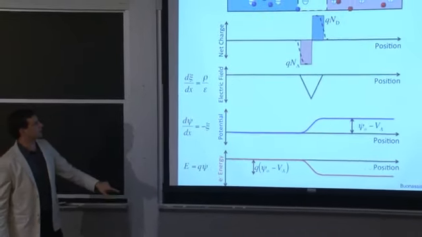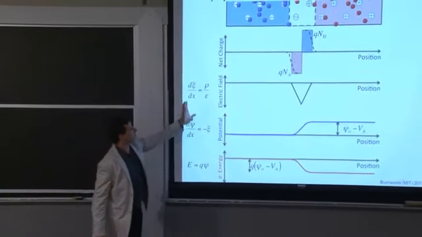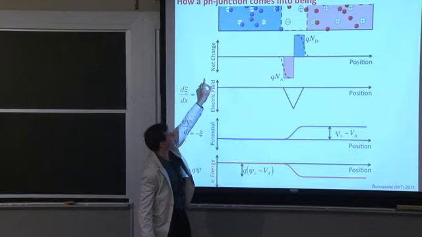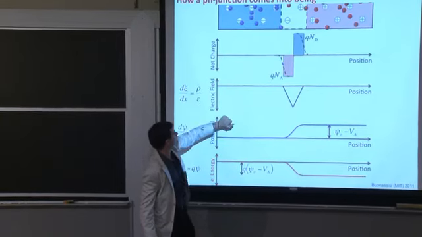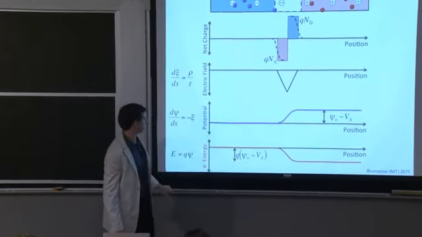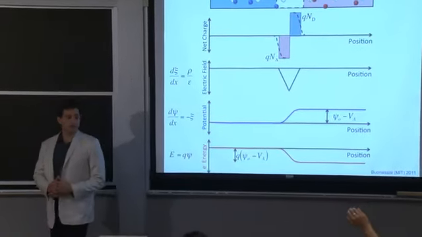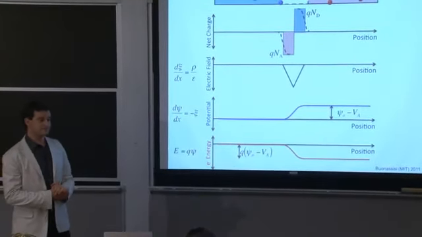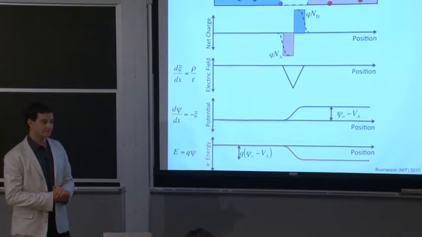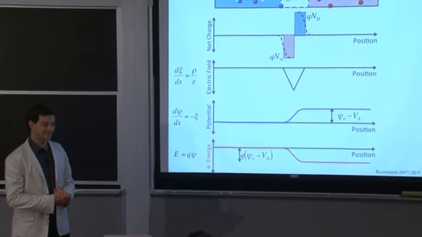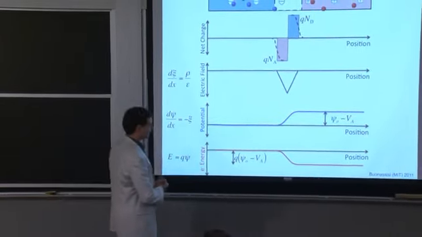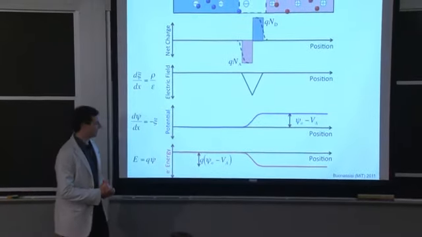So this right here describes for you how you go from atoms and charge carriers up at the top to charge distribution, electric field, potential, and finally electron energy. Yes? Are these four diagrams specifically for electrons? Like would the holes be the reverse of that?